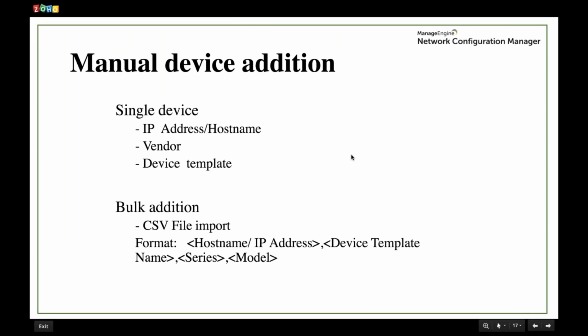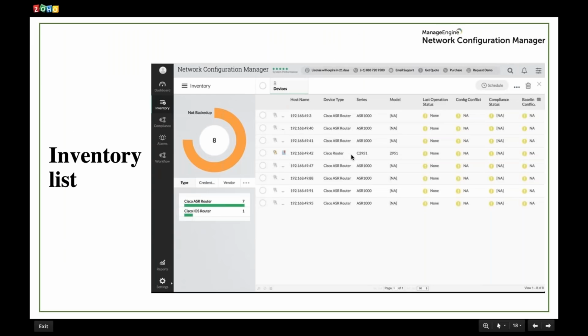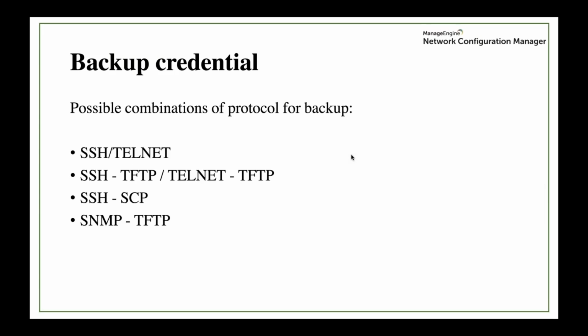Now that we have discovered the devices into NCM, this is how your inventory page is going to look. The next step is to add the backup credentials. These are the possible combinations for protocol that you have in NCM. We'll be using SSH, Telnet, TFTP, SCP and SNMP for the backup credentials. Now let's see each of these combinations in detail.